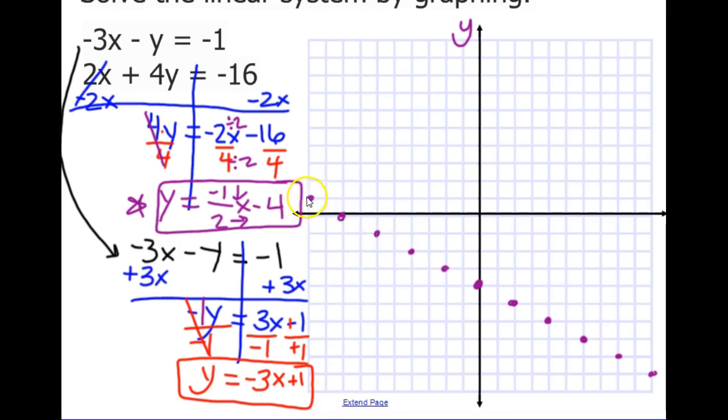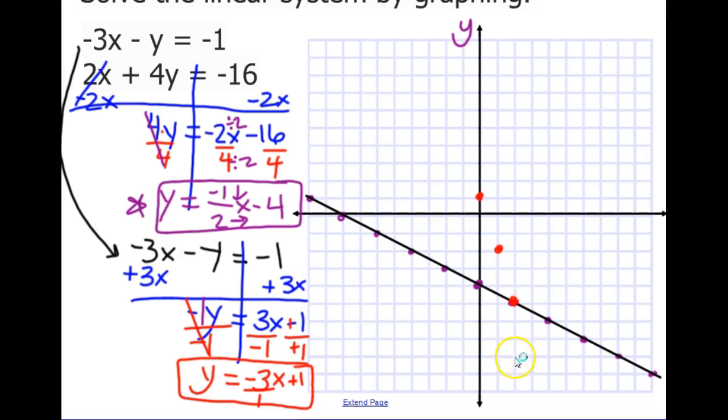And draw your line through that one. And our second equation, we're beginning at a plus 1. And my slope is negative 3 over 1. Be careful, a lot of you have been doing your slopes backwards on these. Negative 3 is down 3, and then positive 1 is to the right. Down 3, 1 to the right.